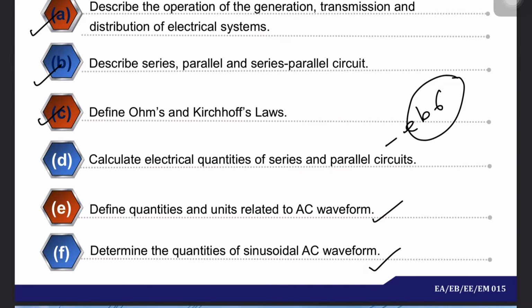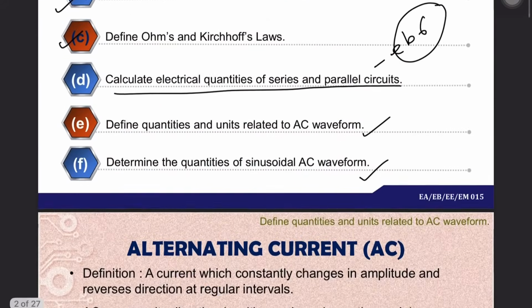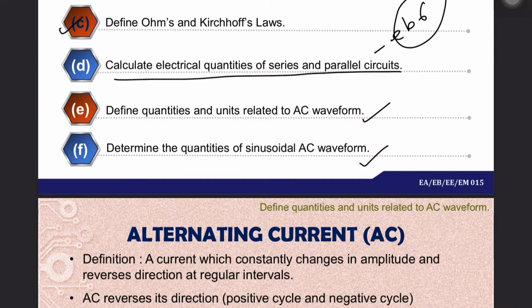Okay, so hari ini let's see what is AC waveform and what are the quantities and units related to AC waveform of Introduction to Basic Electrical Circuit. You need to make sure you know how to define quantities and units related to AC waveform. Then we're going to look at how to do calculations using the quantities for a sinusoidal AC waveform. So what is an alternating current?